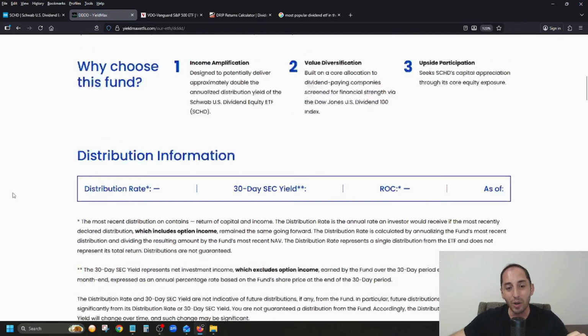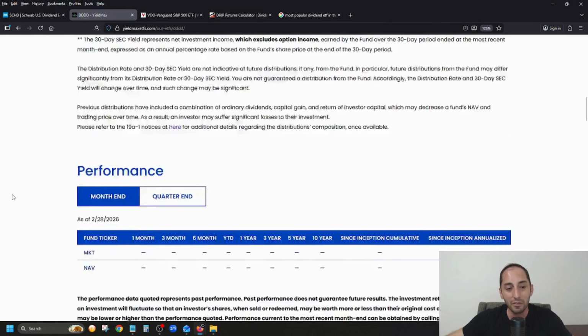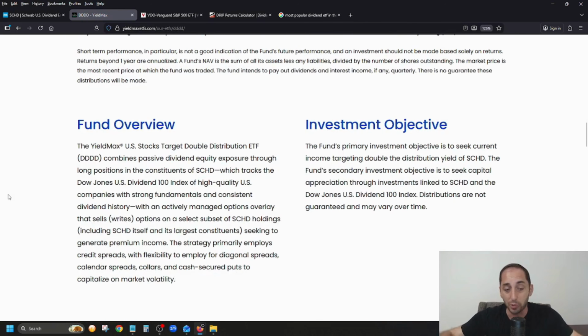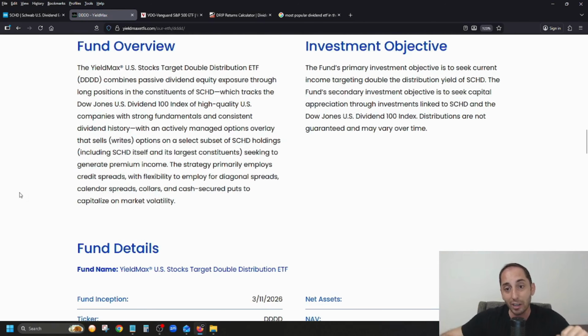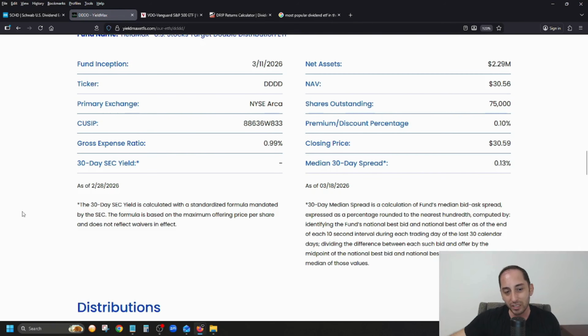We'll see how everything goes. Unfortunately, we don't have the first distribution because it's a brand new ETF, but obviously they are targeting approximately double the distribution yield of SCHD. So we could expect something in the 6% range, paid quarterly, just like SCHD. So they're really trying to line it up with SCHD. So I thought that was a very, very interesting ETF here.